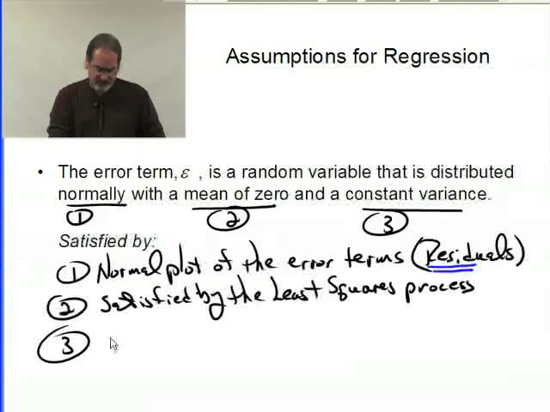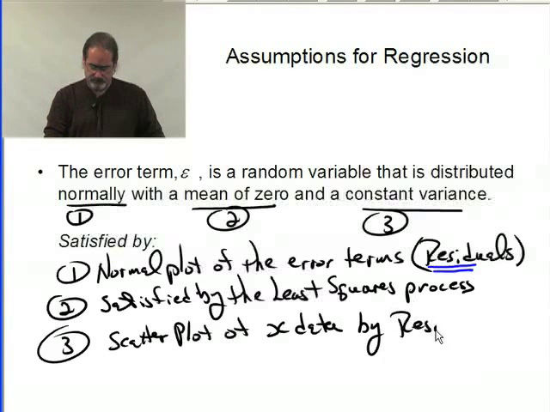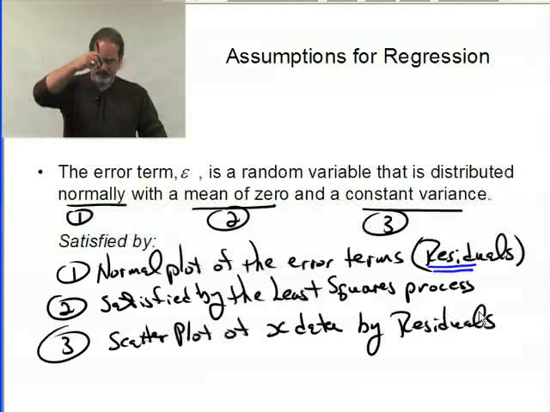That is satisfied by a scatter plot of the x data, whatever your independent variable is, whatever you're using to predict with, by the residuals. So I'll have my x data on the x-axis and the residuals on the y-axis.